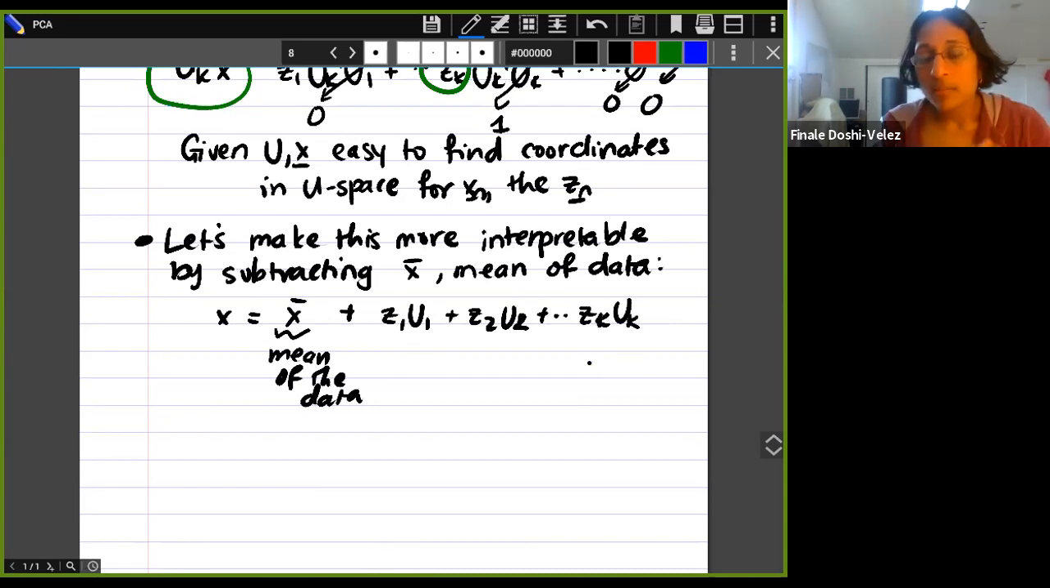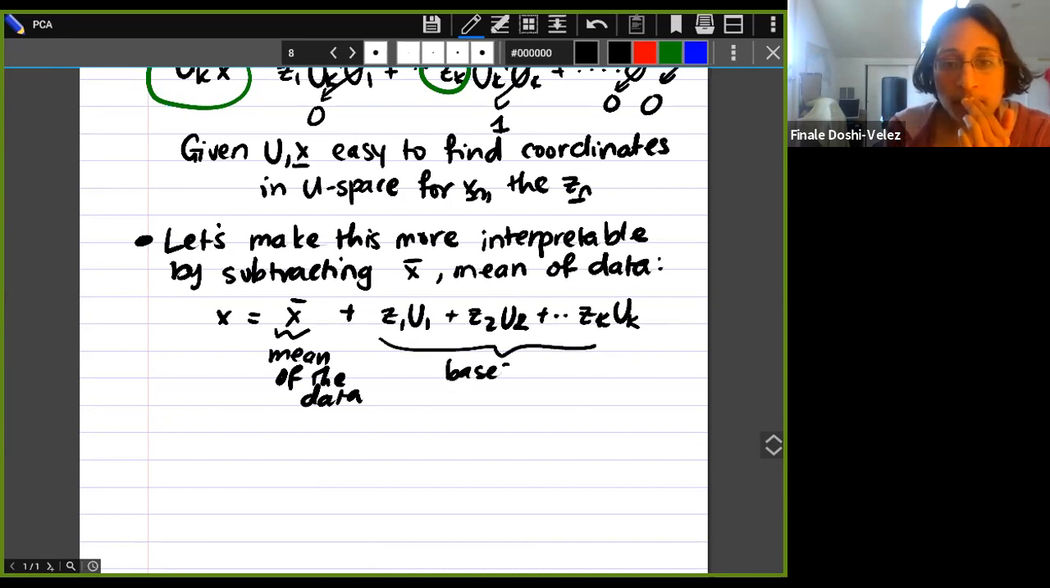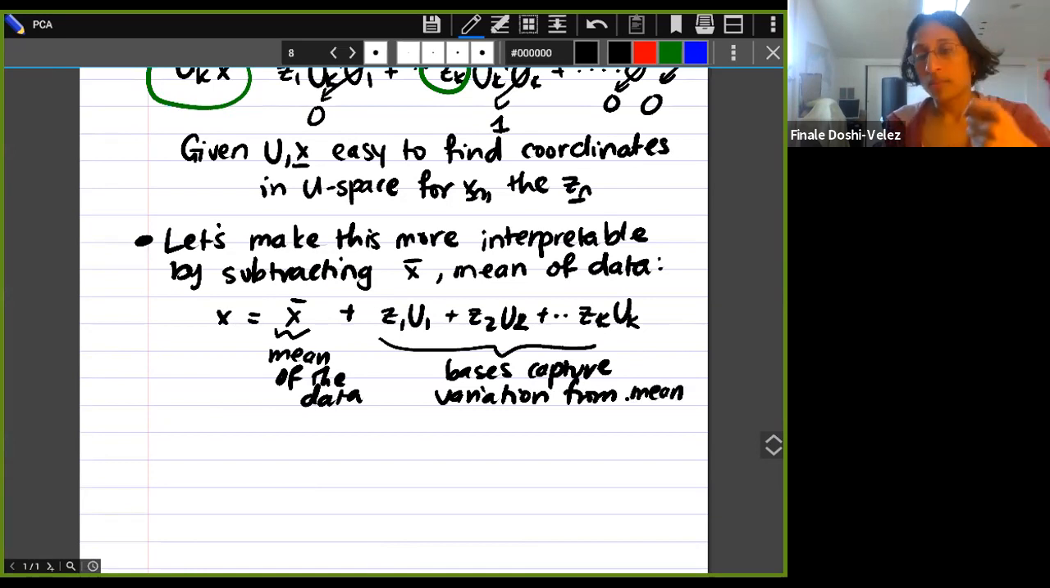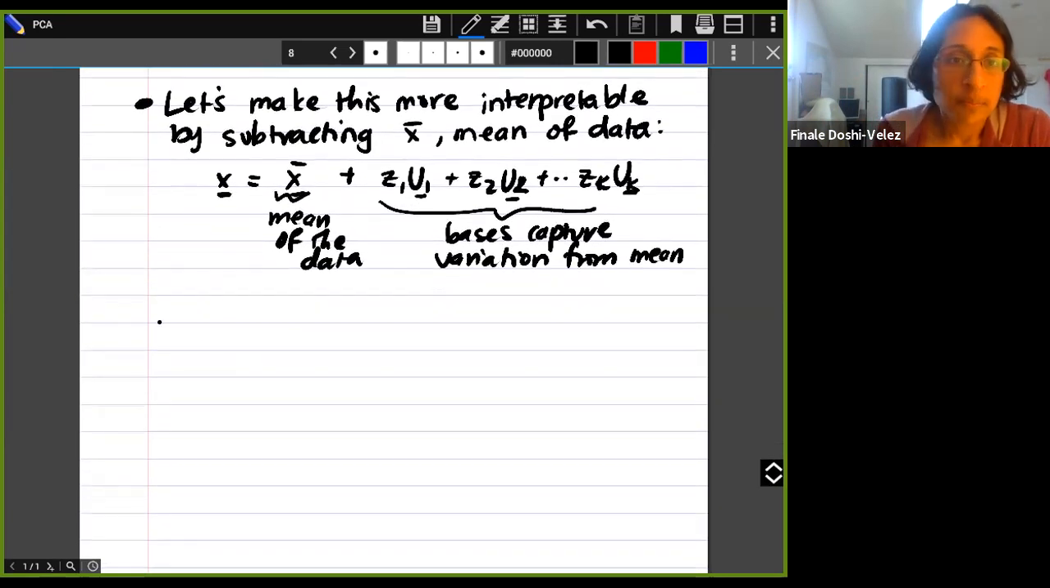And this is going to be nice because now we really are looking at the variation. So the bases capture the variation from the mean. And it's going to give us a nice interpretation that this vector X is far away from its mean along this particular direction or that particular direction. So it just makes the whole thing a little more interpretable. Think of it as, again, a perturbation from the mean.